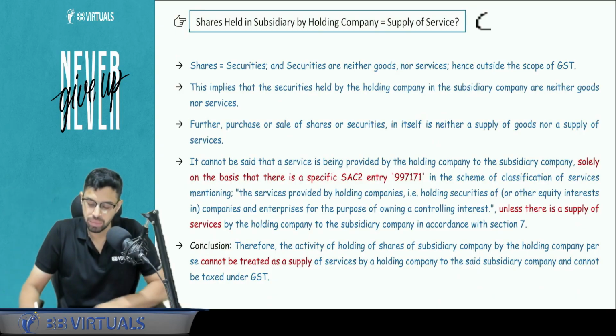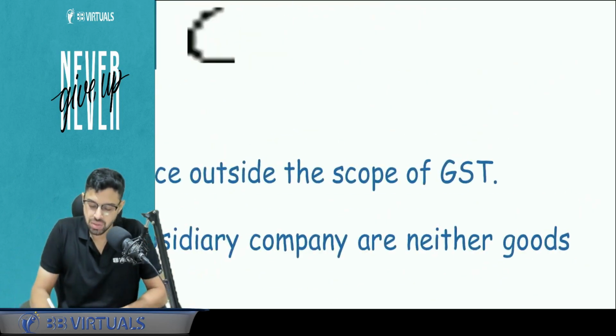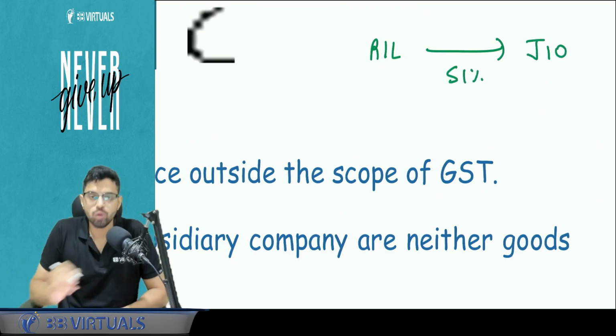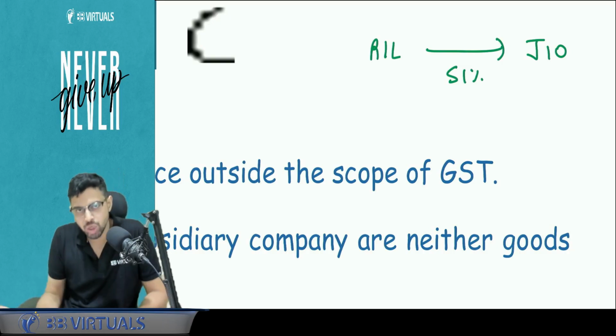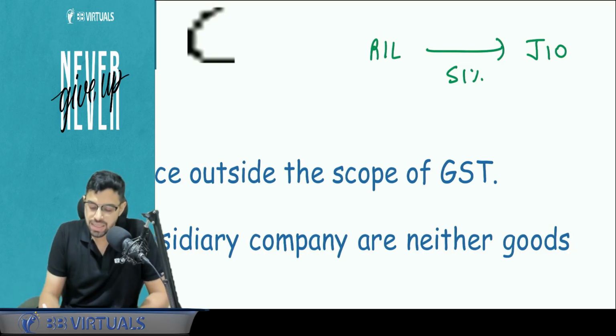Shares held in the subsidiary by the holding company. Just because a holding company, let's say tomorrow, Reliance Industries Limited is holding 51% shares in Jio. Now the question comes, by holding this 51% ownership, and Jio being a subsidiary of Reliance, is there any supply of service by Reliance to Jio? No. Securities are not in the scope of GST, and this is a mere holding of securities.